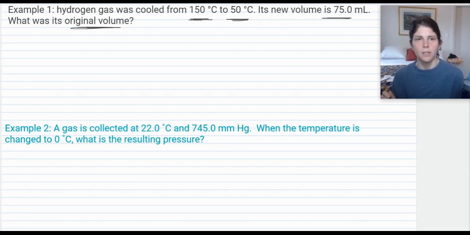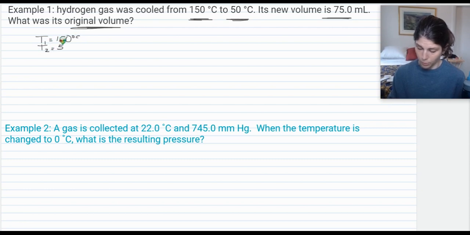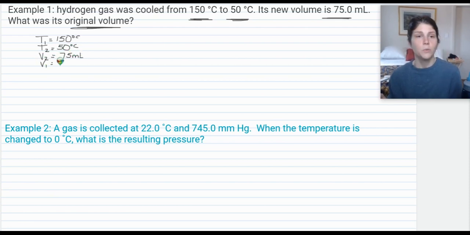If you're looking carefully, we have a temperature. It's cooled from, so the initial temperature, T1, is 150 and the final temperature, T2, is 50 degrees Celsius. The units are important. Put the units there. It says that its new volume, so its final volume, V2, is 75 milliliters. And it asks for the initial volume. So we do not know V1. It's a question mark. It's unknown.